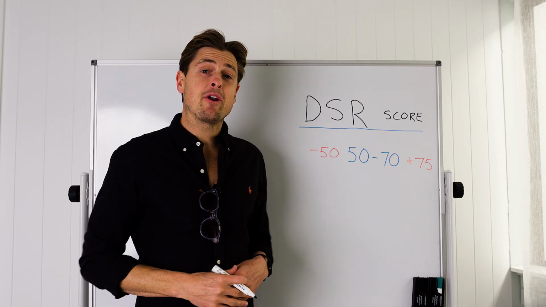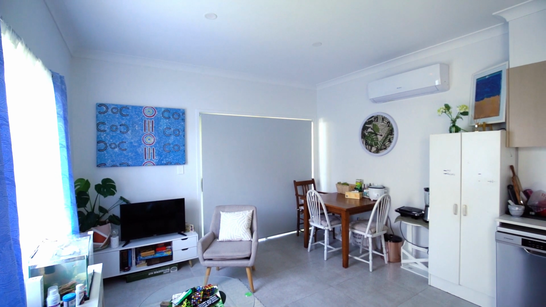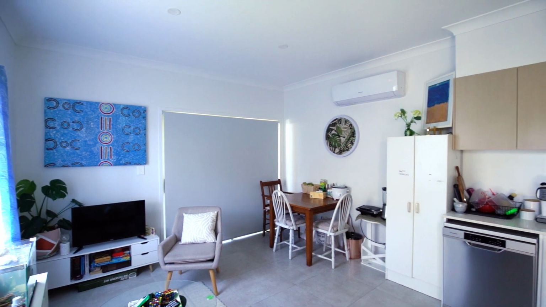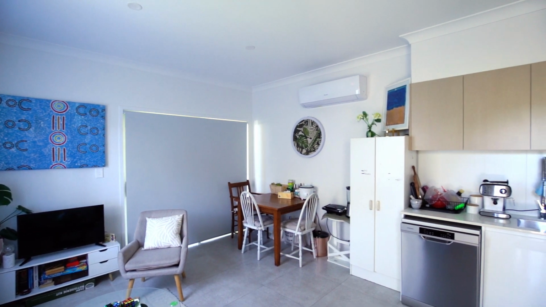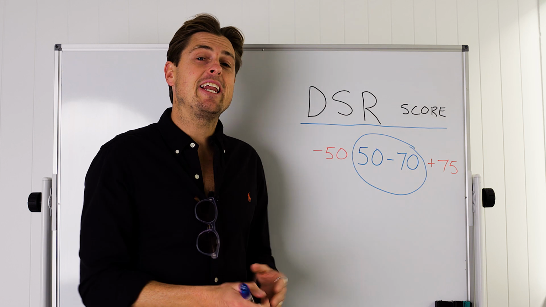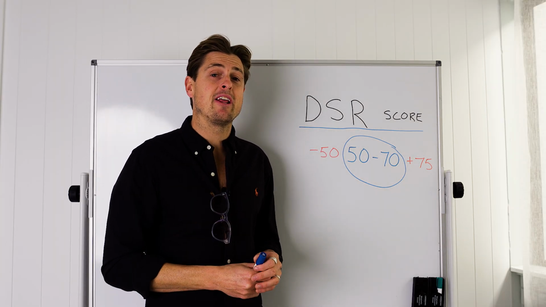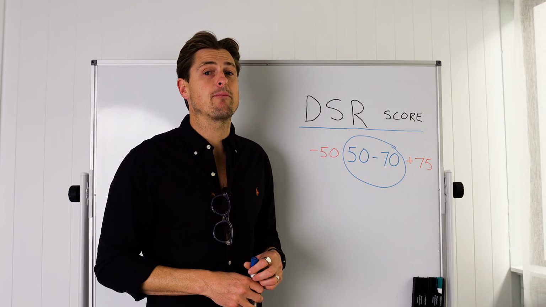Now, me personally, when I'm looking to invest in property, I'm looking to buy properties with a DSR score of about 50 to 70. It means that the market's hot and it's heating up and it's got plenty of pressure in it, but it has not resulted in short-term price growth.